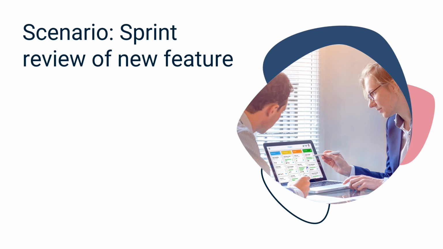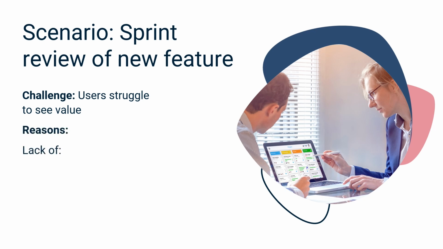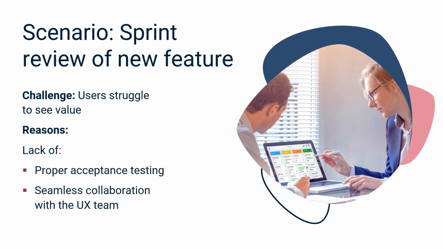Imagine your development team has worked tirelessly on a new feature. It's finally ready for review. But as the sprint review begins, the users struggle to see the value. What went wrong? Without proper acceptance testing and seamless collaboration with the UX team, even the best efforts can miss the mark. Let's start by understanding how the product owner plays a critical role in ensuring the success of sprint reviews and acceptance testing within an agile framework.